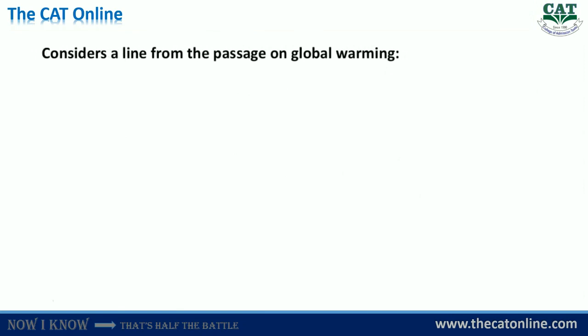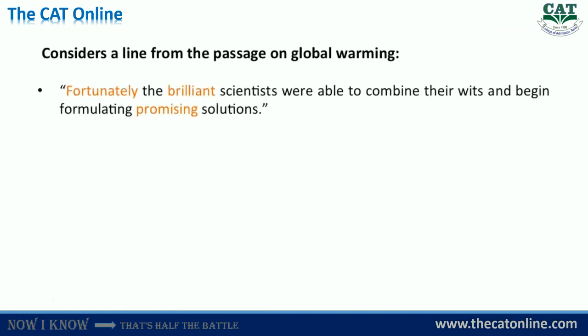Let's take an example. Supposedly, there's this line from a global warming text, and we need to understand the tone of the passage. Now, when it comes to global warming, we have this idea in our mind that global warming is a problem, so it would be a negative tone. I mean, without even looking at the other options, I'll first go and mark the negative tone.